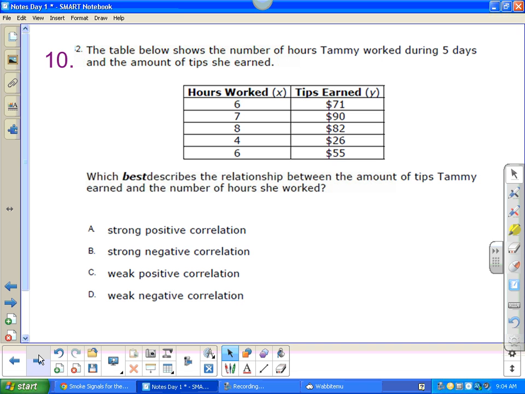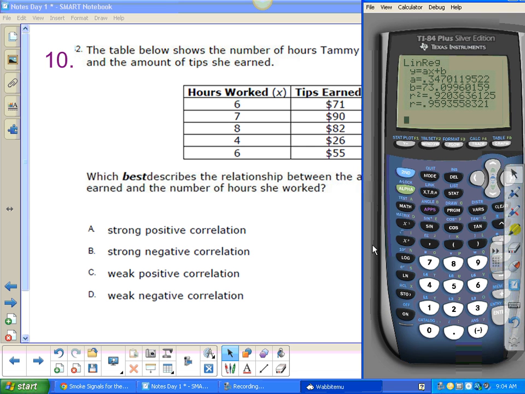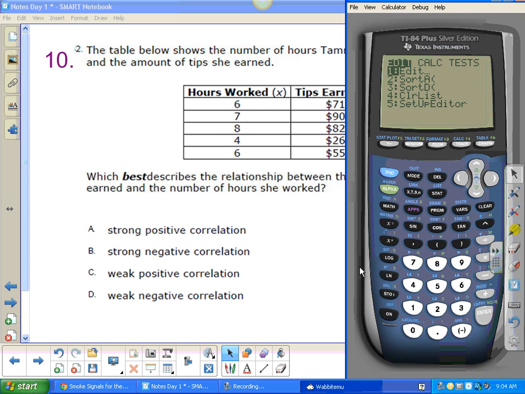Table below shows the number of hours Tammy works during 5 days and the amount of tips she earns. What best describes the relationship? So again, we're looking for the correlation coefficient. So we go Stat, Edit, clear these out. 6, 7, 8, 4, and 6. And the amount of tips she makes.